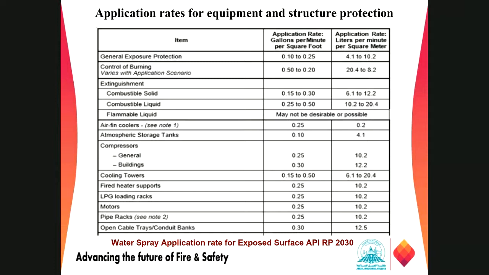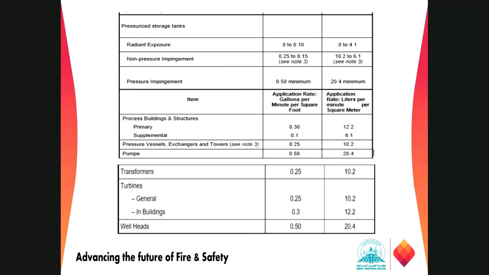In column 2, we have the application rate in gallons per minute per square foot. And here we have the application rate in liters per minute per square meter, right? So take either in GPM or in liters. We are going with 0.25 for general exposure protection. This table I have taken from API RP 2030, which is the American Petroleum Institute recommended practice 2030. And this is further for different equipment, right? For the turbines, for the pressure impingement, for the radiant exposure, for the transformers.